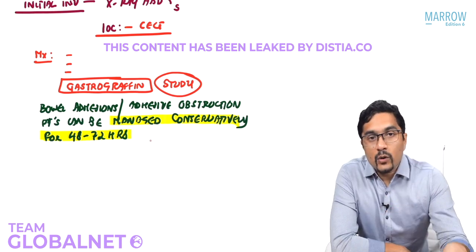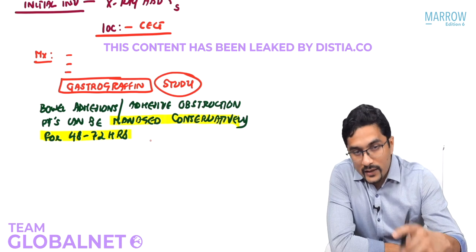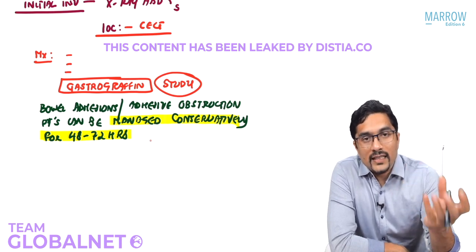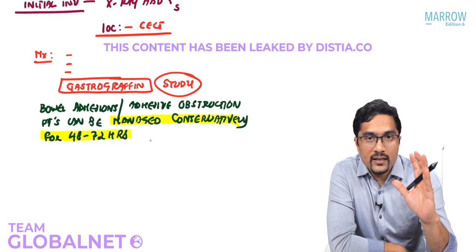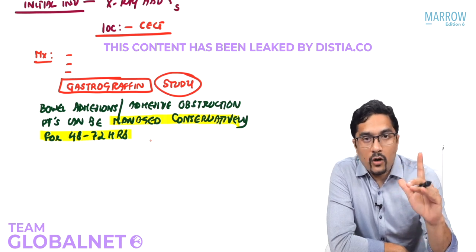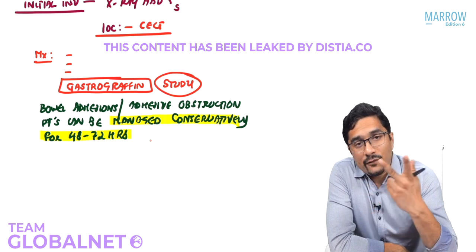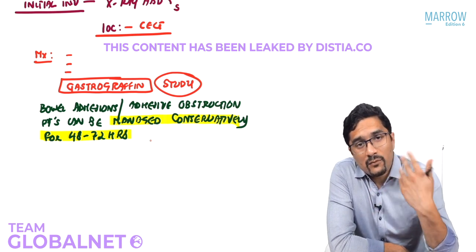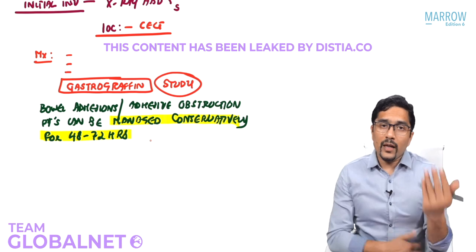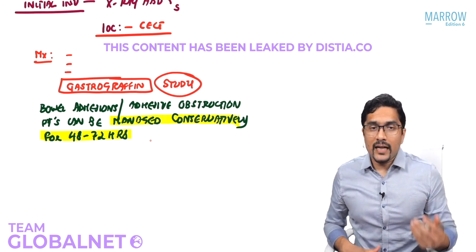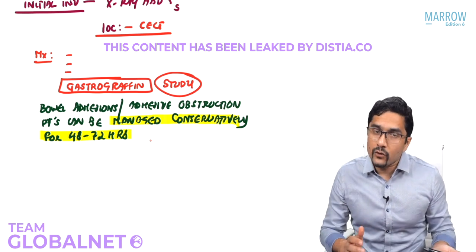Now, there are two reasons why I'm doing this. Reason number one is that the majority of adhesive obstructions resolve spontaneously with conservative management. And the second reason is that if I cut these adhesions, more adhesions will form. The more times I do the surgery, more and more adhesions will keep on forming, and it will just complicate things for me in future.